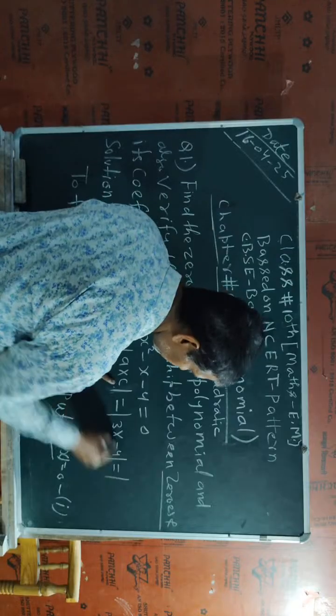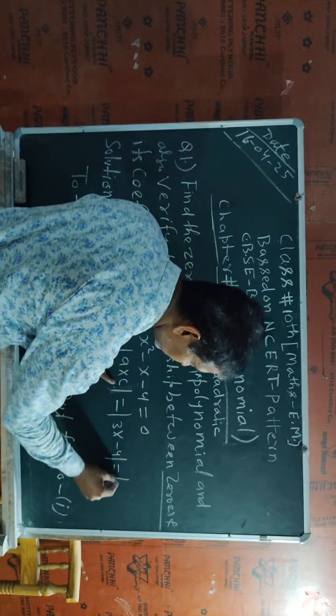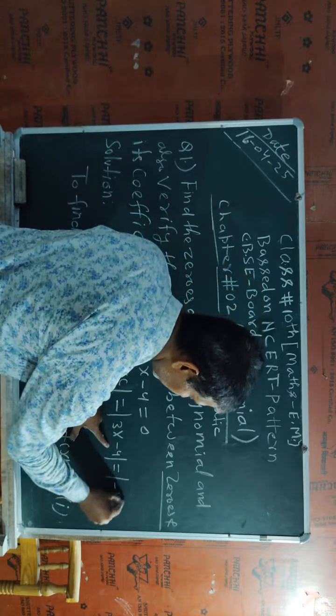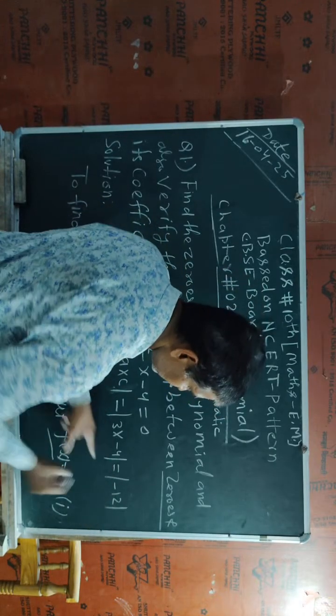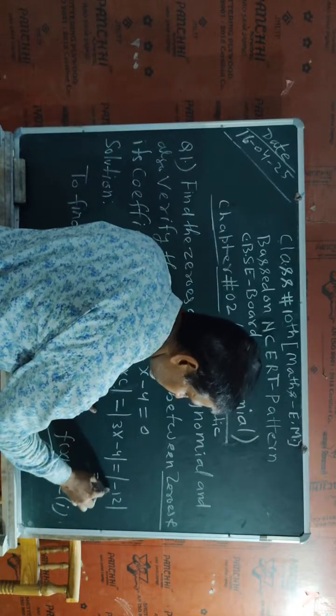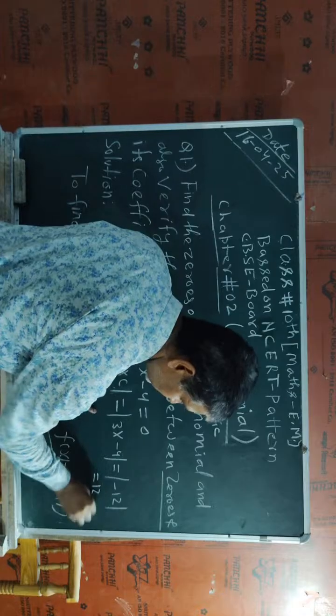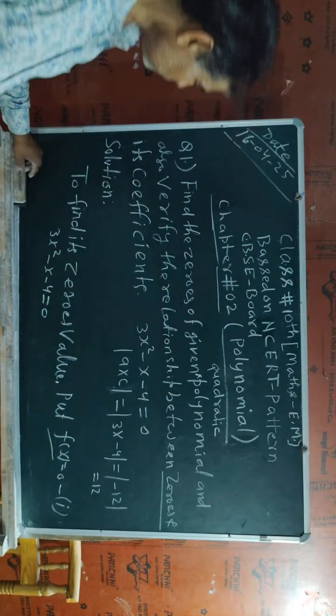3 into 4 is 12, and plus into minus becomes minus, so I put the minus sign. The modulus sign has the property that it gives a positive value, so I put here 12. Okay student, now I am going to erase this for further calculation.